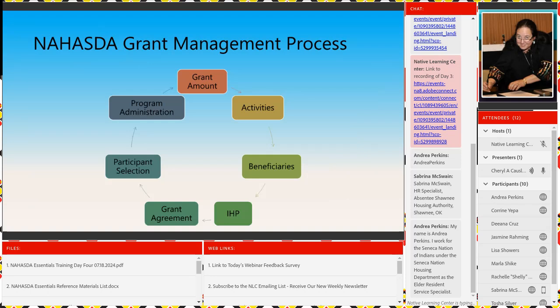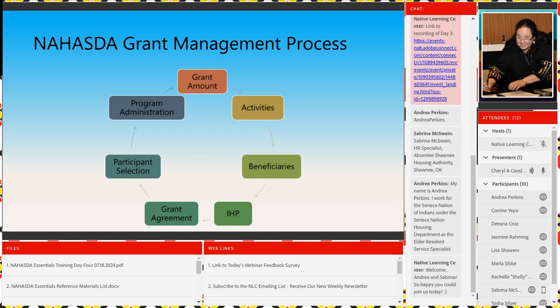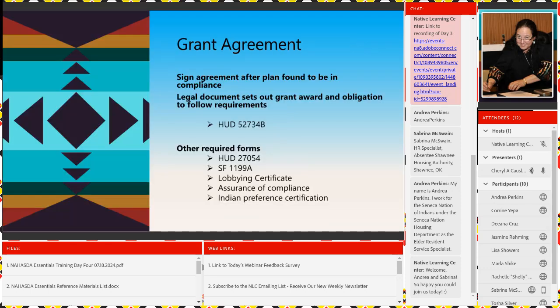So for the grant management process, you start out with the grant amount, decide what kind of activities you're going to do, decide who your beneficiaries are, list those activities in your IHP, make sure that grant agreement is signed, make sure you do your environmentals, figure out who your participants are, select them after you do that qualification, and then administer that program. So your grant agreement is to be signed after HUD finds your plan in compliance.